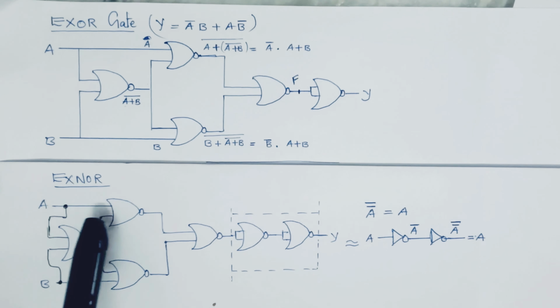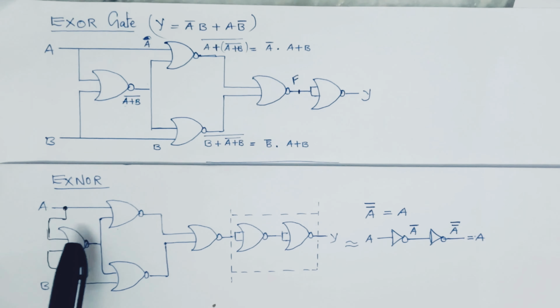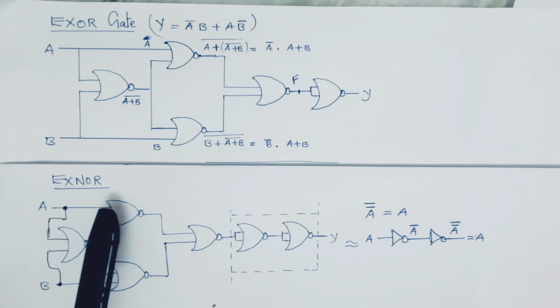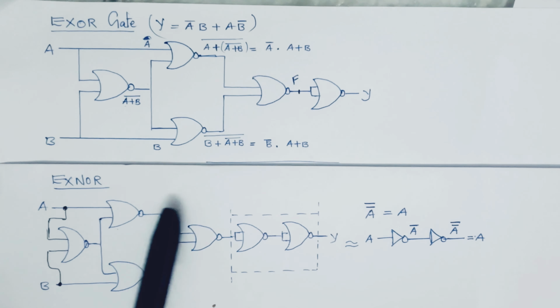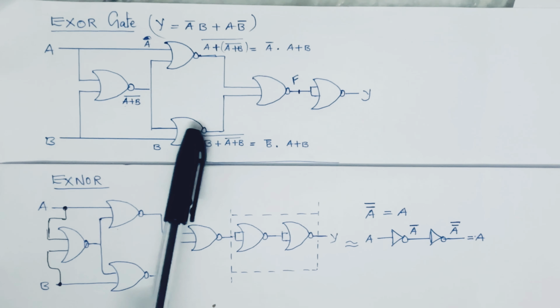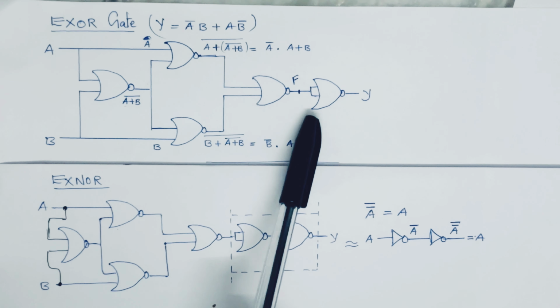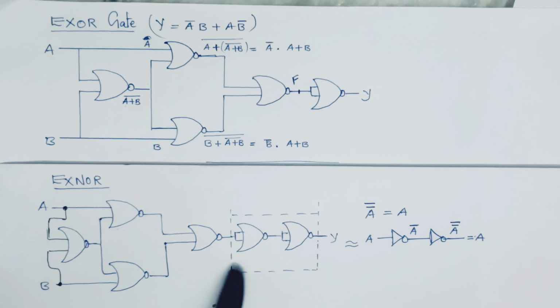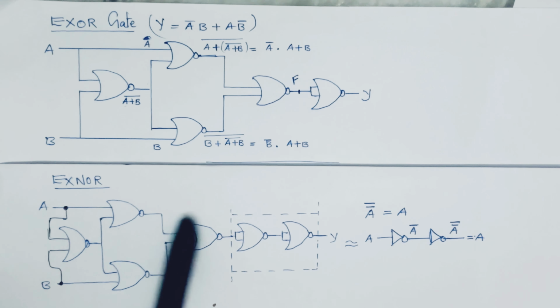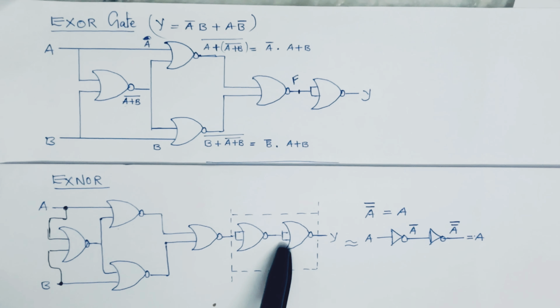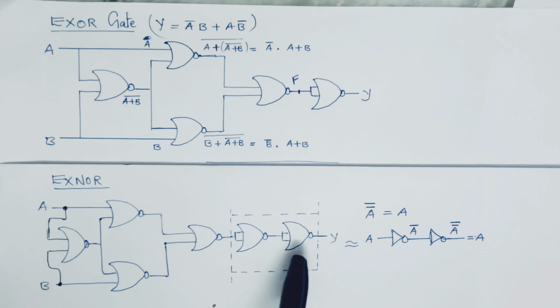Next is XNOR gate using the NOR gates, and we already know that XNOR gate can be obtained by connecting a NOT gate at the output of XOR gate. Here we already discussed XOR gate using the NOR gates, so we take the same circuit here. Till here it is XOR gate, and at the output of XOR gate we are connecting one NOT gate, meaning a NOT gate using the NOR gates. So this will become the XNOR gate using the NOR gate circuit.